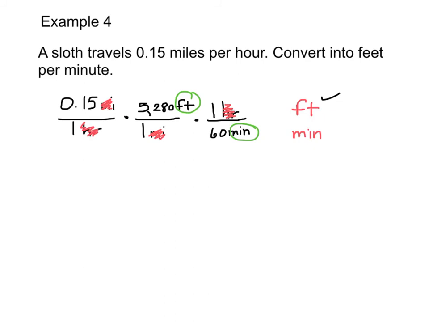So now you would take 0.15 times, and if you wanted to, I'll do it with you here, 0.15 times 5,280. That gives you 792 feet. And then 1 times 1 times 60, that's 60 minutes. So now you divide 792 divided by 60, gives you approximately 13, or you could do exactly 13.2 feet per minute.